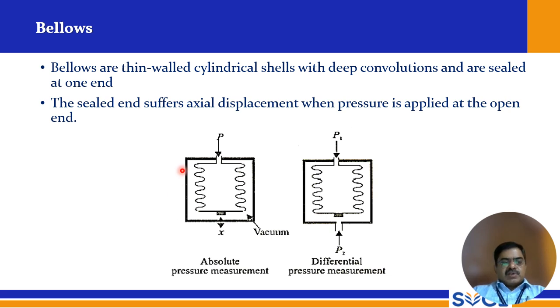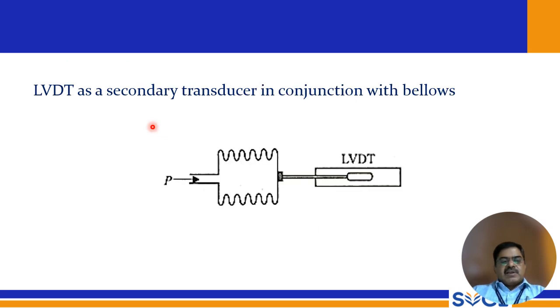So bellows are also very much like diaphragms. These are also elastic members. Bellows are thin-walled cylindrical shells with deep convolutions and are sealed at one end. The sealed end suffers axial displacement when pressure is applied at the top end. So you can use an LVDT as a secondary transducer in conjunction with bellows, retrofit it, and measure the displacement, which is directly proportional to the pressure applied here.